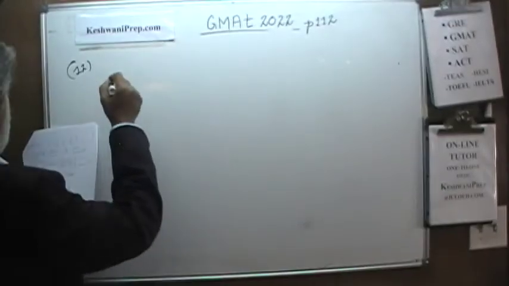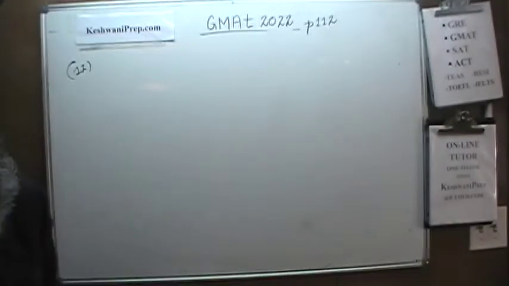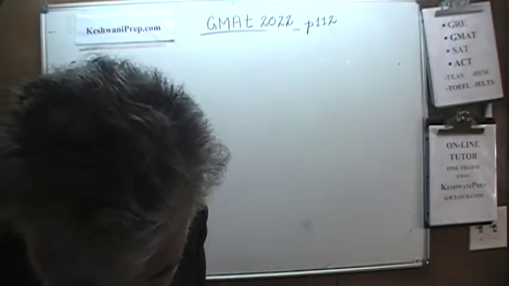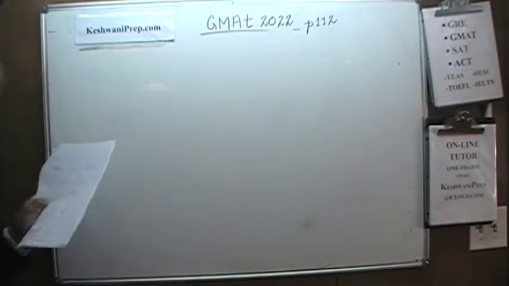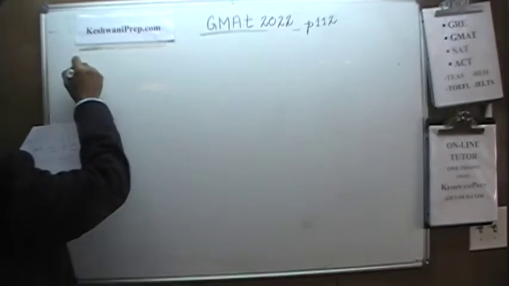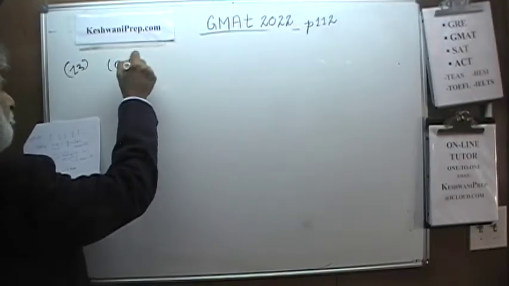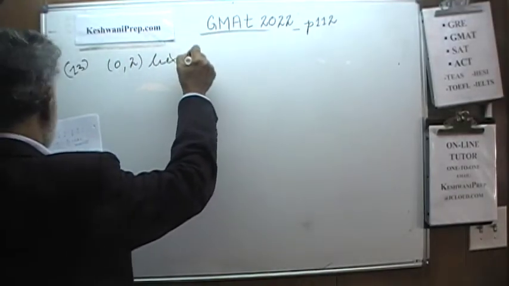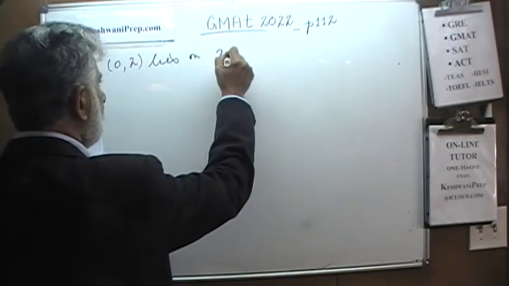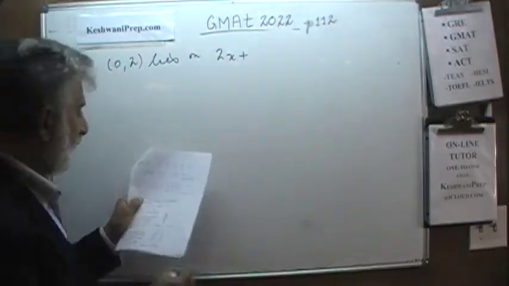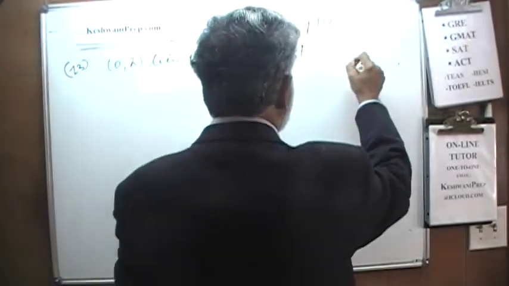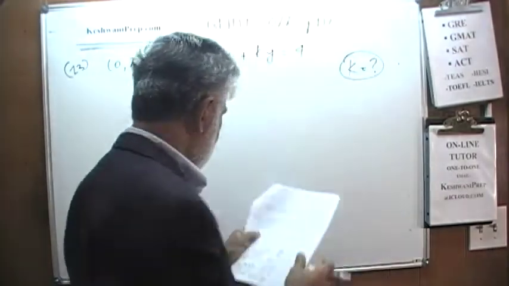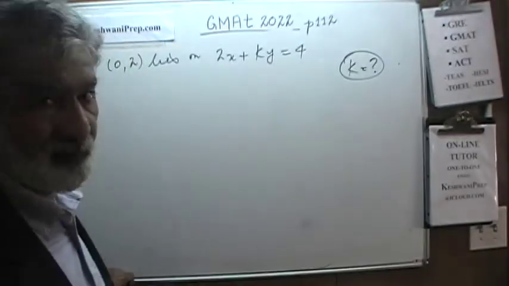Number 12, or rather 13. We did 12 just now. Number 13 is what it is. We are told the point (0, 2) lies on a line with an equation of 2x plus ky equals 4. And the question simply is, what's the value of k?